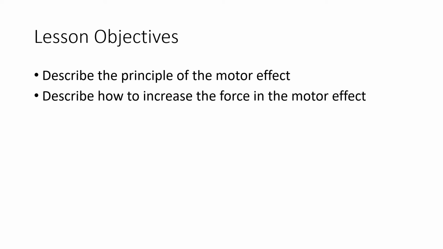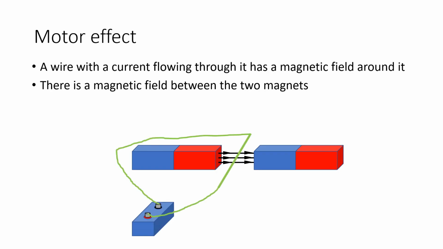In this lesson, we're going to look at a principle called the motor effect, and we're going to look at how we can increase the force involved in the motor effect. Well, if we have a wire with an electrical current flowing through it, that wire will have its own magnetic field. There's also a magnetic field, as we've just seen, that exists going from the north pole of one magnet to the south pole of another magnet.